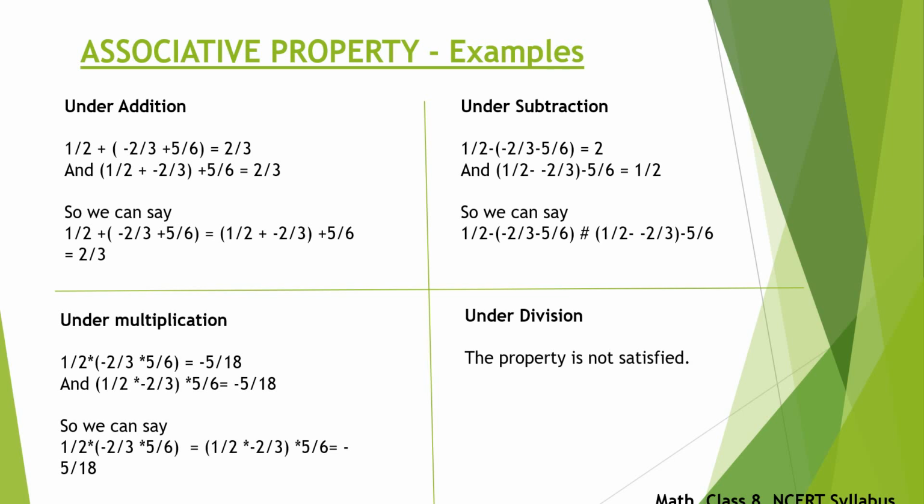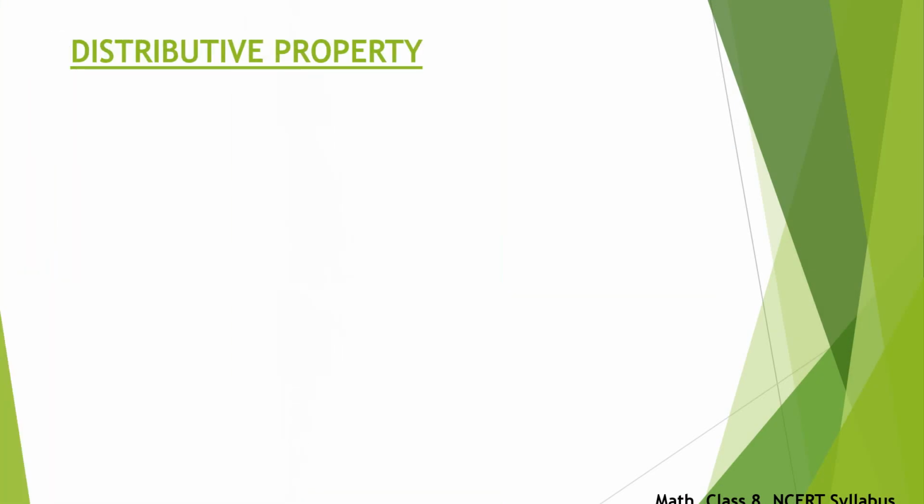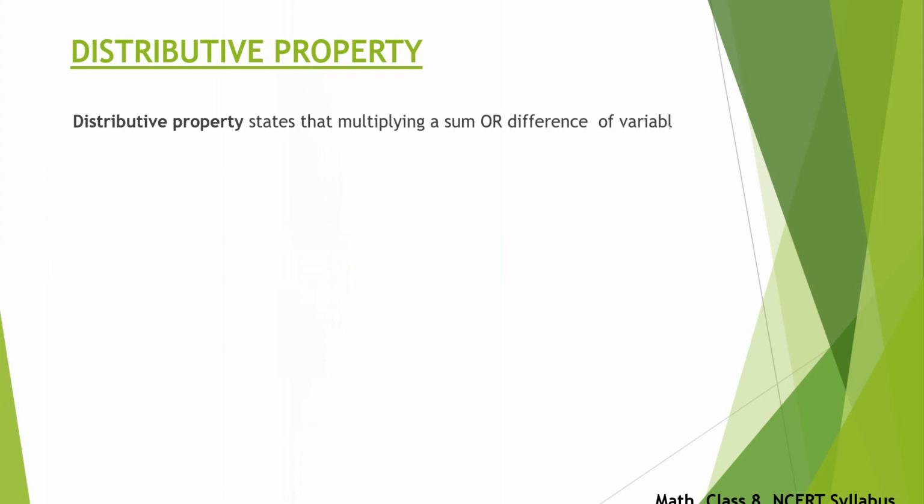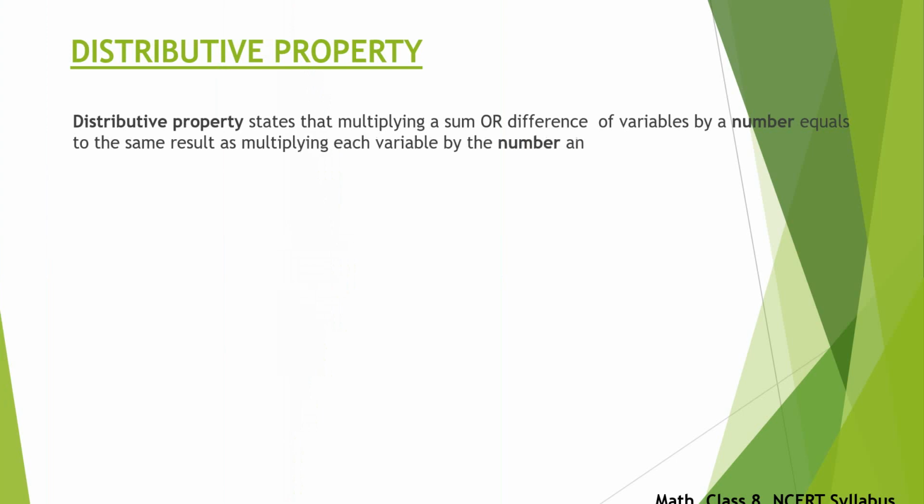Similarly, under division, the property is not satisfied. The results are different for division. Let's move on to distributive property. Distributive property states that multiplying a sum or difference of variable by a number equals the same result as multiplying each variable by the number and then adding or subtracting the products together.